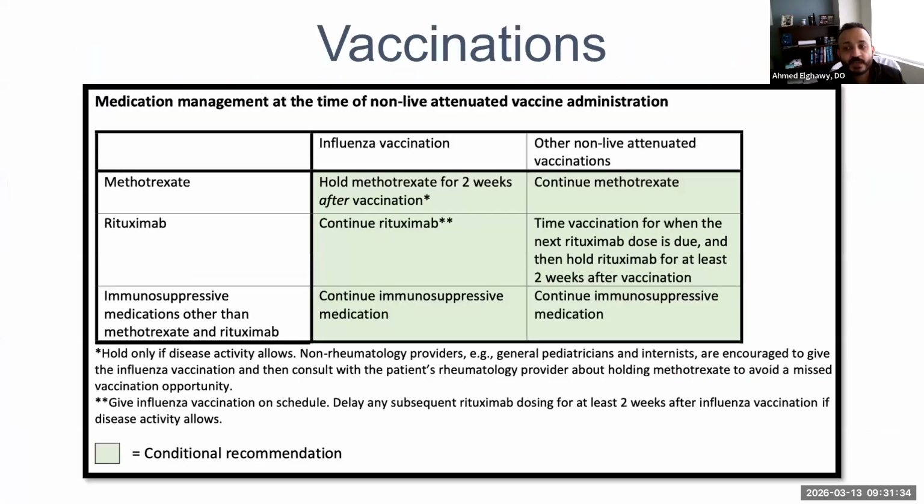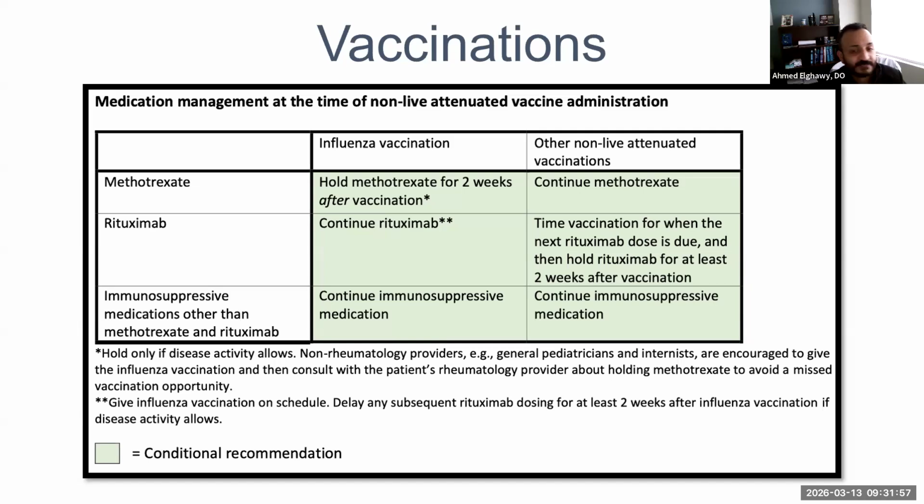And last, we'll talk about vaccinations. Really important to talk about this because our patients are athletes and they're around a lot of other people and they're high risk for things like flu and COVID. For the most part, if you're on one of our medications, you can continue the medication through the flu vaccine and other non-live attenuated vaccines. The only exception is methotrexate with flu.